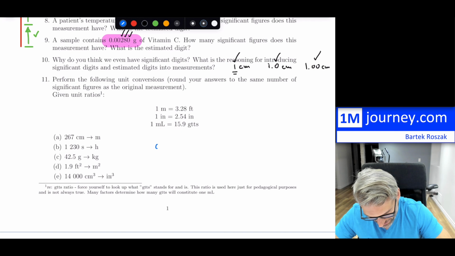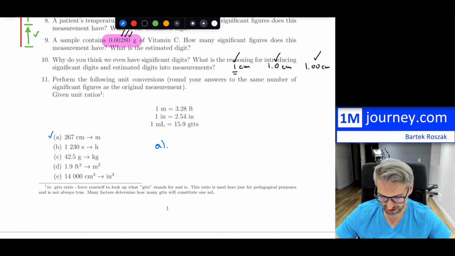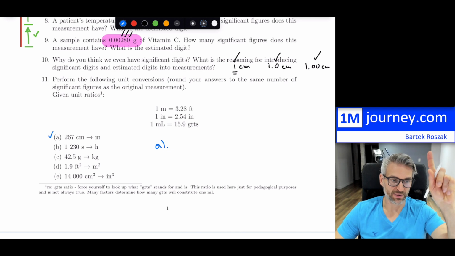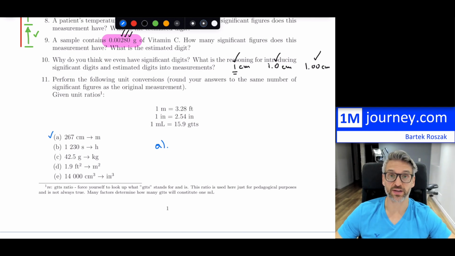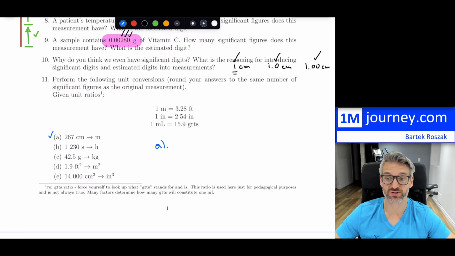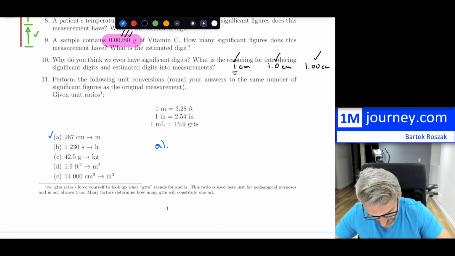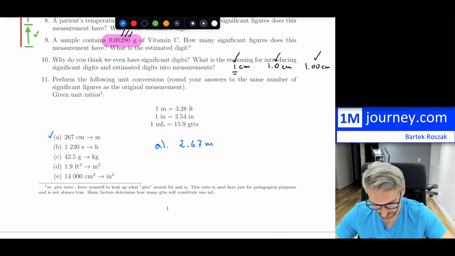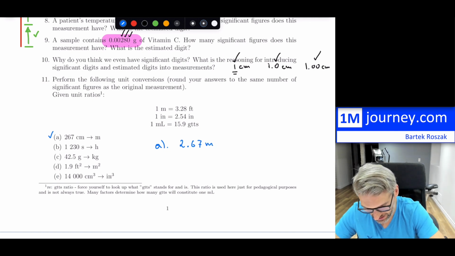So for part A, that's for this one. This is 3 significant figures. We're going from centimeters to meters. So this is really nothing else but just a metric prefix conversion. You can put a link up above to metric prefixes if you want to go over that. So centi, that's just 2 decimal spots over to meters. So this is very simple. This is going to be 2.67 meters. So that one is relatively easy.